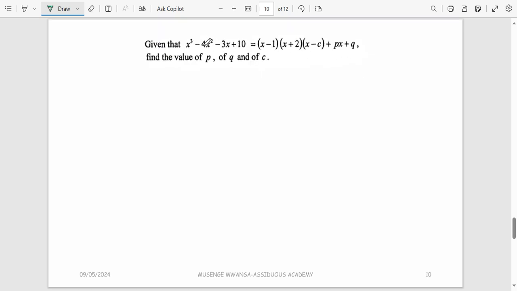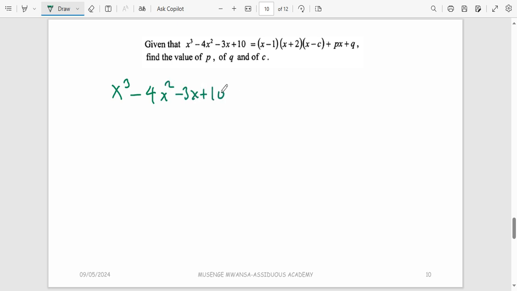Okay? And then for this one, given that x to the power 3 minus 4x squared minus 3x plus 10 is equal to this, plus that, find the values of p, q, and c. This one is very easy. It's very direct. This is just a comparison. You're just comparing. You don't want to use a hard method.